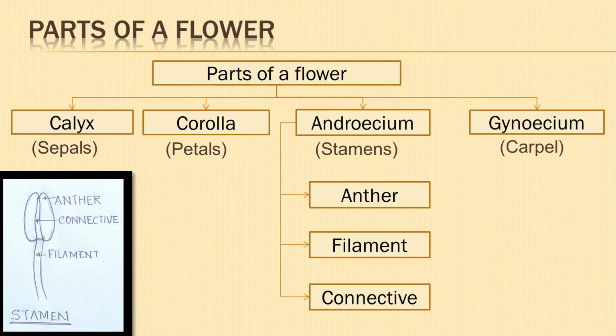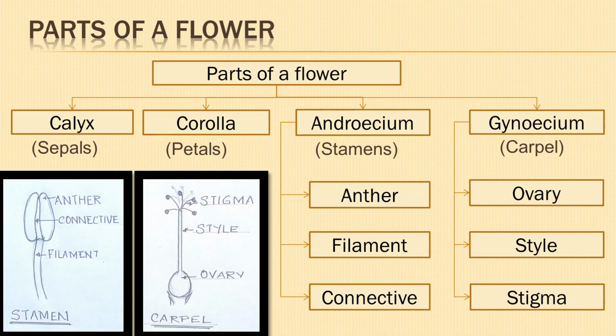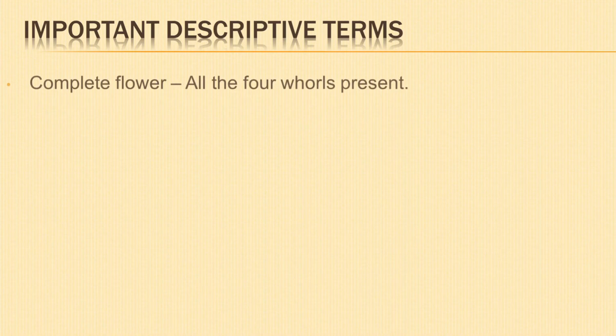The gynoecium consists of the pistil or carpel. The gynoecium or female part of the flower comprises of one or more pistil, each of which consists of an ovary, style, and stigma. Stigma is the pollen receptive surface. The ovary encloses the ovules. Now let us learn some descriptive terms related to a flower.